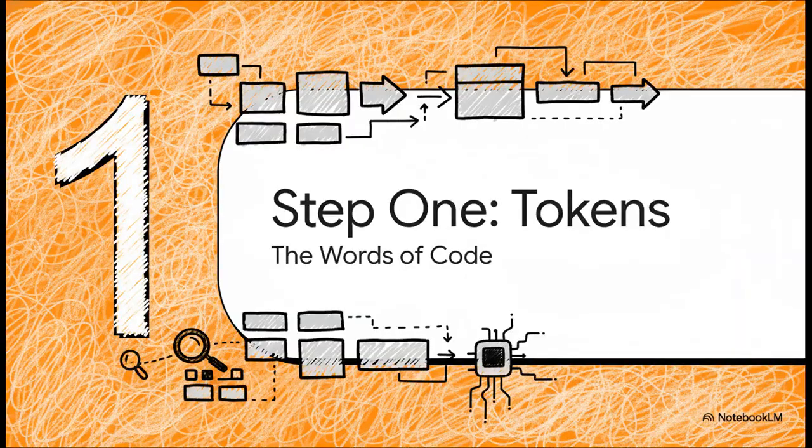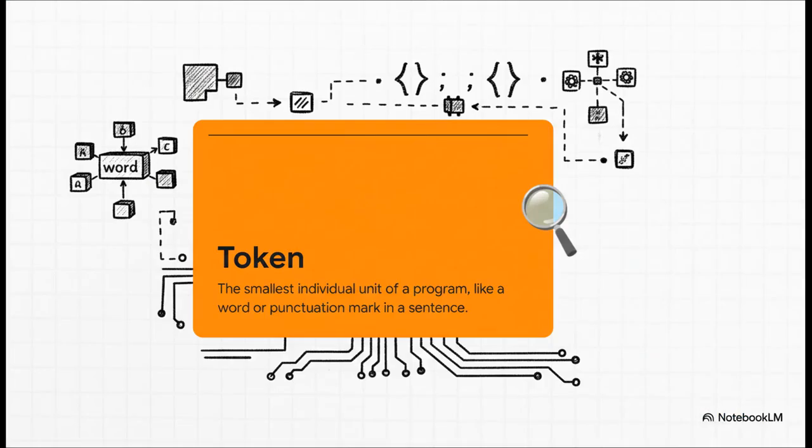First up, step one, the words. Before you can understand a sentence, you have to be able to see where one word ends and the next one begins, right? It's the same for a computer. And in the world of programming, we call these words tokens. So a token is the smallest meaningful piece of the puzzle. And think about it. In English, a sentence isn't just words. You've got punctuation, like commas and periods, that are absolutely essential for structure. Well, in code, all of those little individual pieces, the words, the numbers, the symbols, they're all considered tokens.